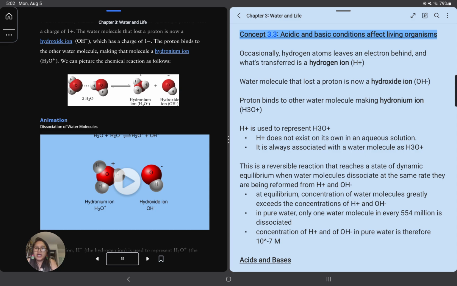We can picture the chemical reaction as follows. As we can see here, we have two H2O, two water molecules, and this is a reversible reaction, meaning it can go both ways. It forms hydronium, which has 3 hydrogens and 1 oxygen, and a hydroxide, which is an oxygen and a hydrogen anion.